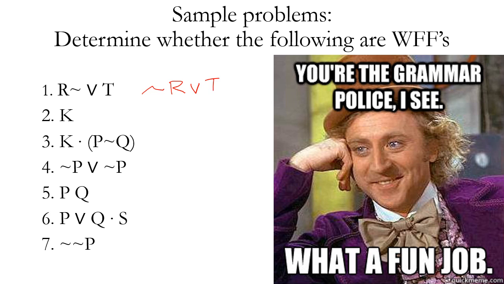Number 2 is K. That is a well-formed formula because there are no logical operators on it. It's just a simple proposition. Number 3, K dot P tilde Q. It's not a well-formed formula because the tilde cannot by itself go between the P and the Q. Therefore, we have to add another operator between the P and the Q. Since it's not specified, we can choose which operator to add. In this case, I've chosen a wedge.